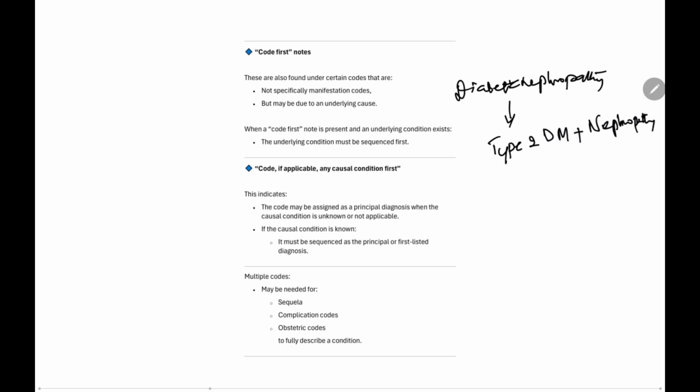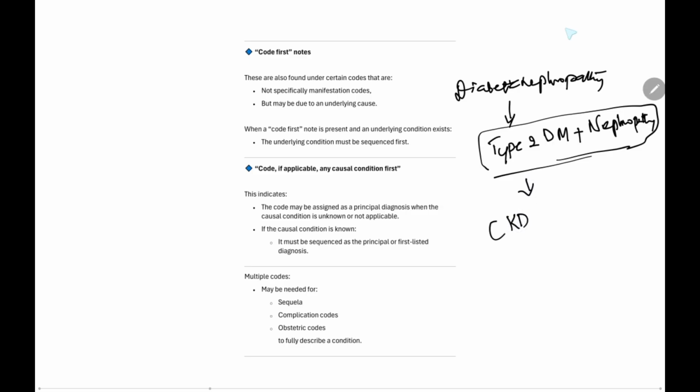So this is actually a combination code, so there is no separate code first here. Okay, this is a combination code because both are interrelated, so there is no code first here. But what if there is a code first? So what is the condition?